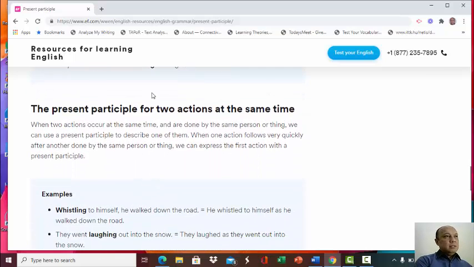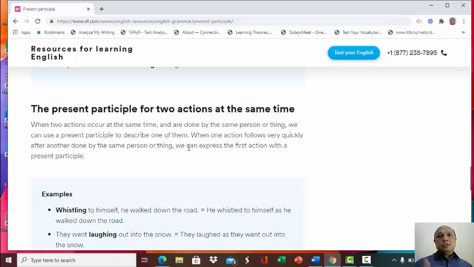Now here comes the interesting part. It's getting more interesting here with the present participle. A present participle can be used to describe two actions at the same time or almost at the same time. Yeah. When two actions occur at the same time and are done by the same person or thing, and this is important, done by the same person or thing, we can use a present participle to describe one of them. So when one action follows very quickly after another, done by the same person or thing, we can express the first action with the present participle. Okay, so remember that when can you use it?